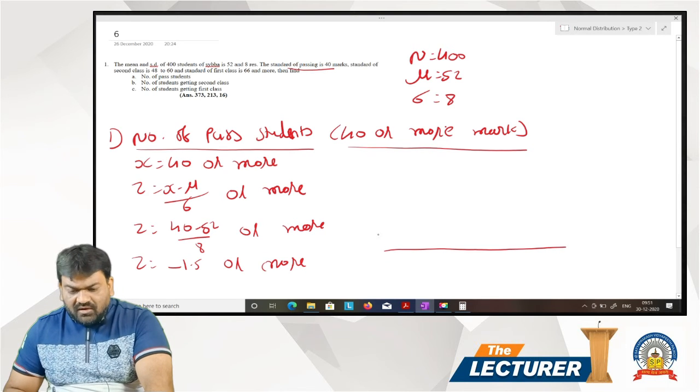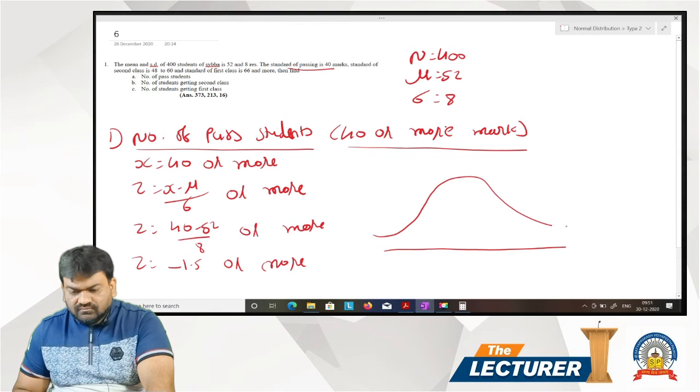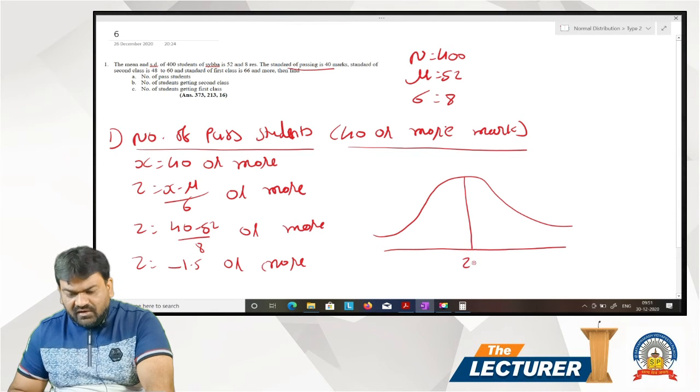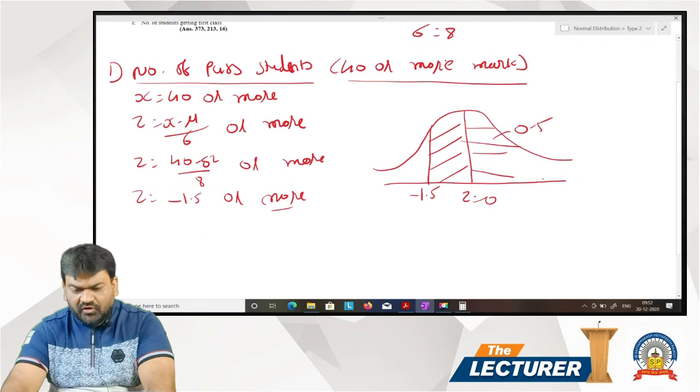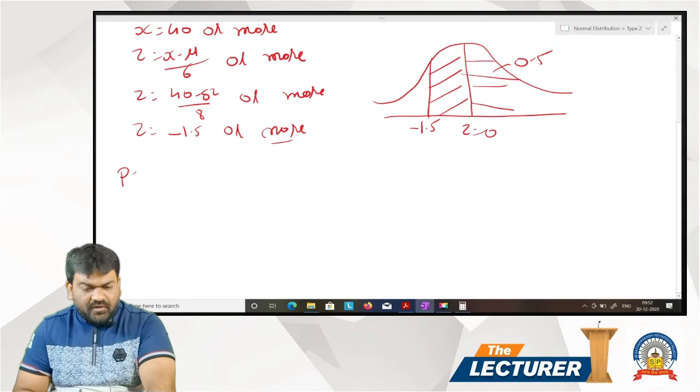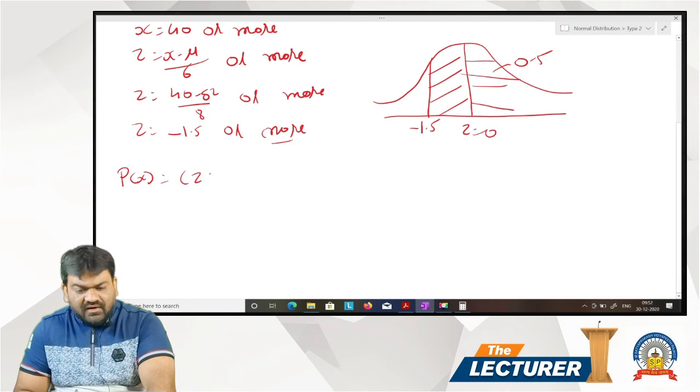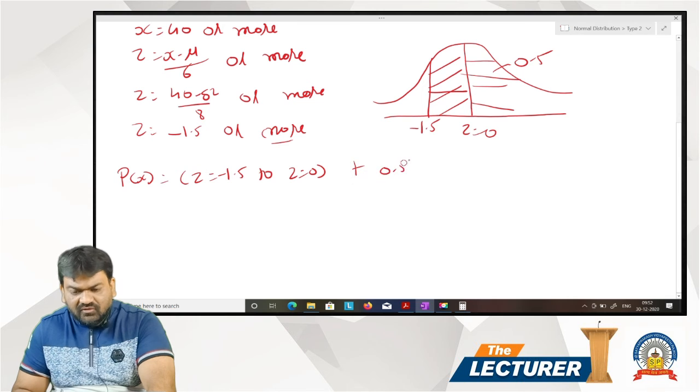Draw the area under the normal curve. In the exact middle, z is equal to 0. 1.5 is negative so it will be on the left hand side. "More" means more than -1.5, so all observations will be on the right hand side. The total probability of the right hand side, we know, is 0.5. So P(x) is z equal to -1.5 to z equal to 0, this probability, plus the total probability of the right hand side, 0.5.